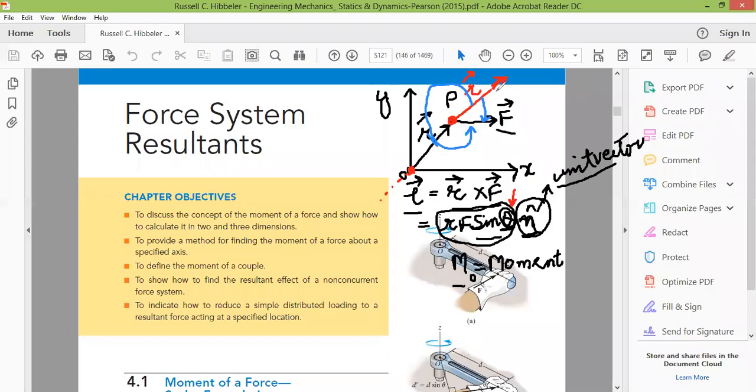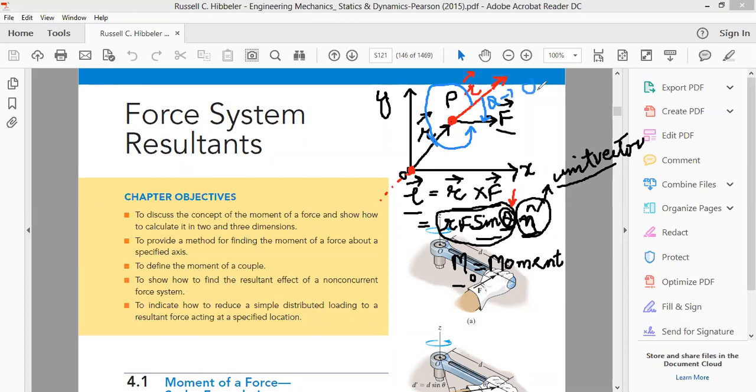As you move from R to F, you may move through this small angle, or you may move in this other direction. Which of the two is smaller? In order to move from R to F, it's clear that this angle is smaller. So we call this angle theta. Angle theta here is the smallest angle between R and F. The smallest angle is the one measured in this direction, and this direction is the clockwise direction.